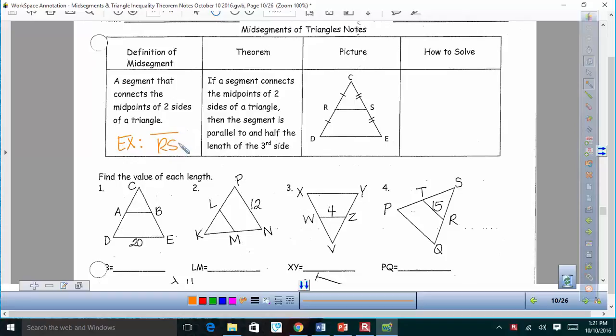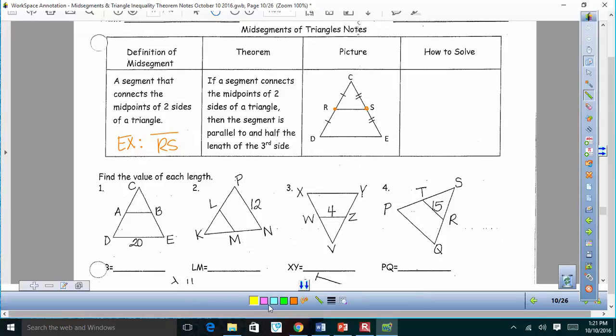Yeah, you're right. Line RS. Very good. Okay, so line RS right here is the line that connects both sides of the triangle at the very middle of that triangle. Now, the theorem tells us that if a segment connects the midpoints of two sides of a triangle, like RS, then the segment is parallel to and half of the length of the third side.